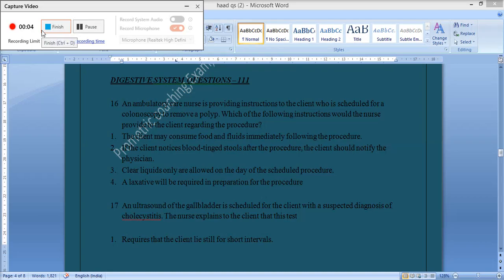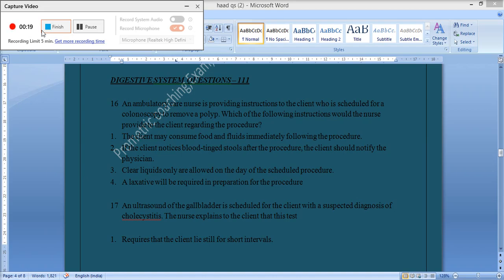Digestive system question 3.16. An ambulatory care nurse is providing instruction to the client who is scheduled for a colonoscopy to remove a polyp. Which of the following instructions would the nurse provide to the client regarding this procedure?